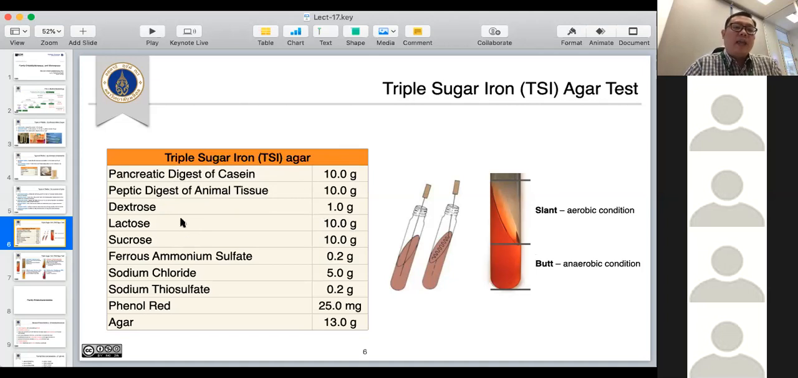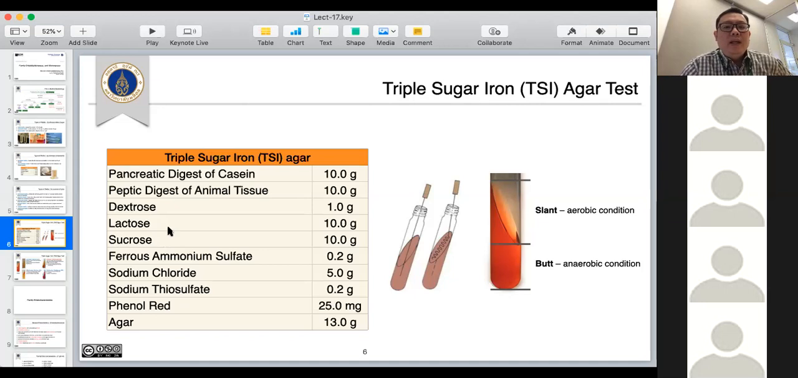So the energy source can be three different sugars, or amino acids. And also in this media, we put ferrous ammonium sulfate and sodium thiosulfate. When the ferrous meets sulfur, it can generate a black color. So this media can also tell whether the bacteria have the ability to generate hydrogen sulfide or not.